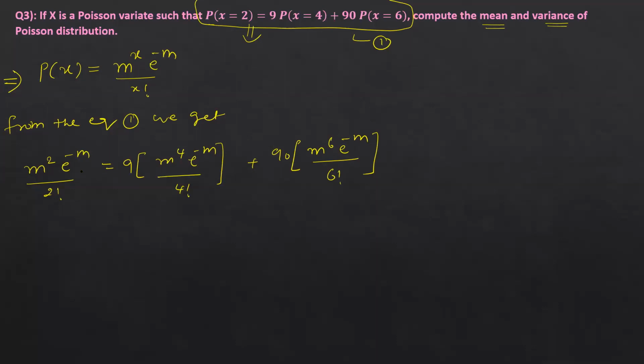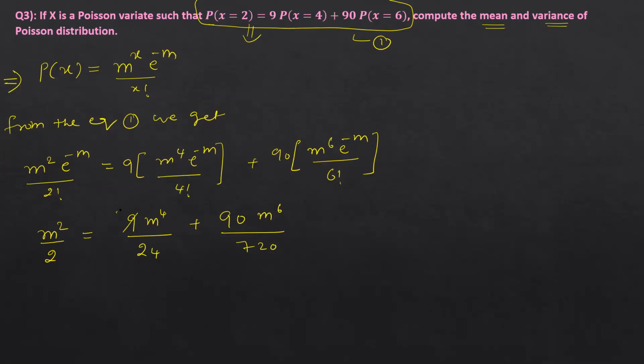So you can take e power of minus m common from both. So e power of minus m anyway cancels out everywhere. So the only term which is left out is e power m square by 2 is equal to 9 m power 4 by 4 factorial. 4 factorial is 4 into 3 into 2 into 1, which is 24. Plus here also e power of m gets cancelled, so it becomes 90 times m power 6 by 6 factorial. So 6 into 5 into 4 into 3 into 2 into 1 becomes 720.